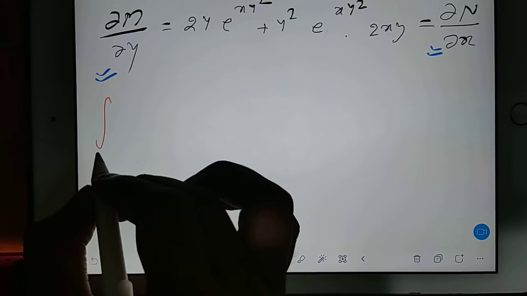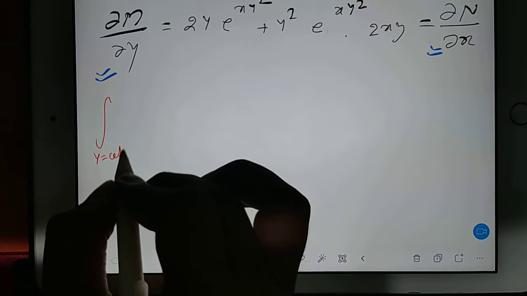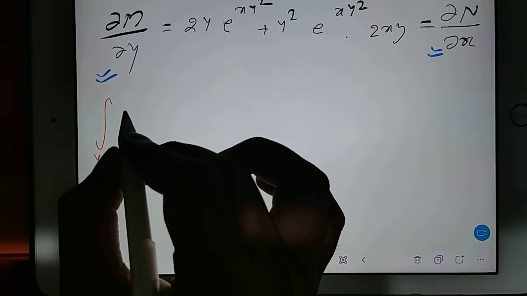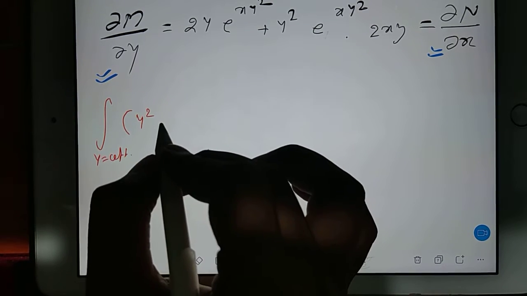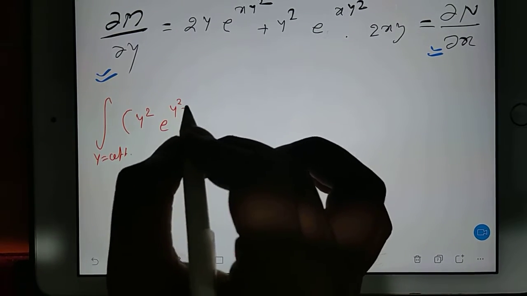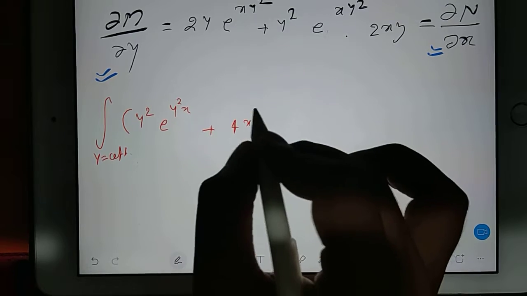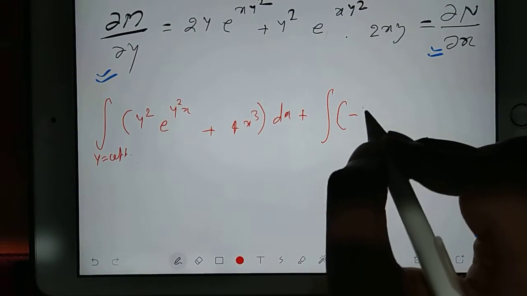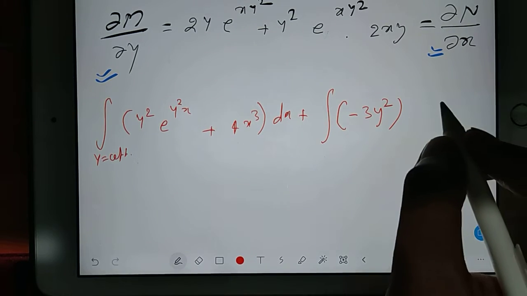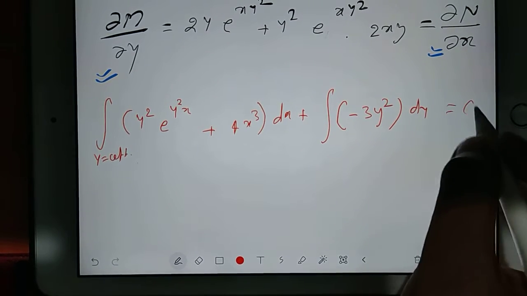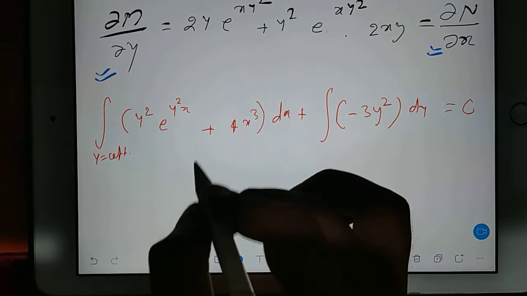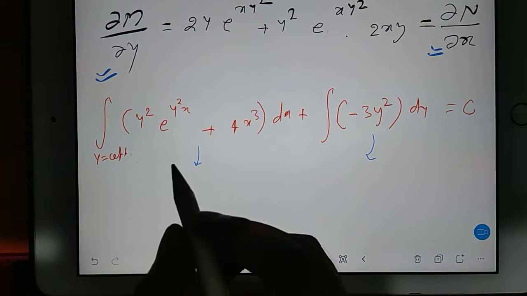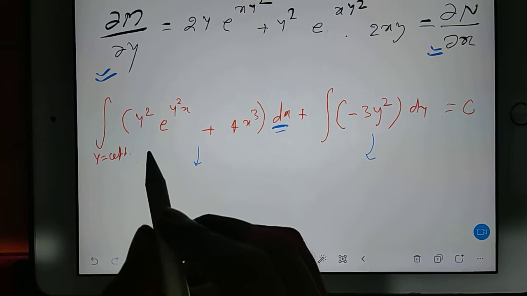In the final equation, in the first bracket, you always remember y is to be kept constant. So the total M bracket you copy here: y square e power x y square plus 4x cube dx. In the second bracket, you copy only the term in which you don't have x, so minus 3y square dy. This is equal to c. That's all, the job is simple now. You keep integrating and that will be your final answer, which will be nothing but if you integrate this part.